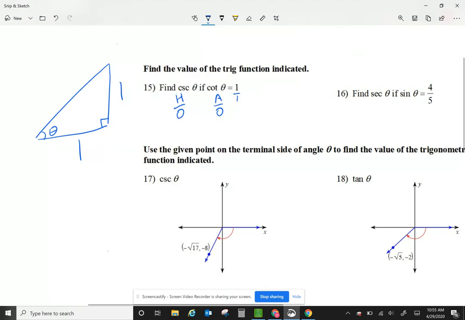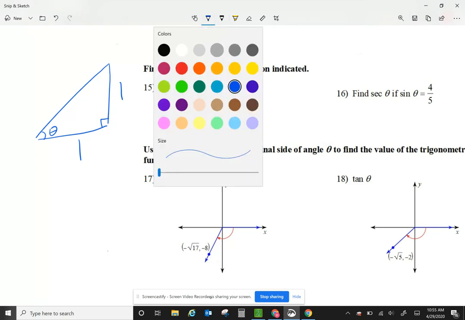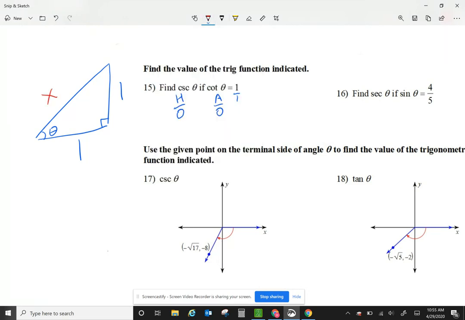Okay, so the opposite is 1. Remember, because cotangent is adjacent over opposite. So 1 over 1. I need to know how big is my hypotenuse in order for me to be able to answer the cosecant of theta. Now, for me to find out my hypotenuse, let me call it x for right now. I remember Pythagorean theorem, 1 squared plus 1 squared is equal to x squared. So I have that 1 plus 1 is equal to x squared. So I have that 2 is equal to x squared. That means that x is the square root of 2.